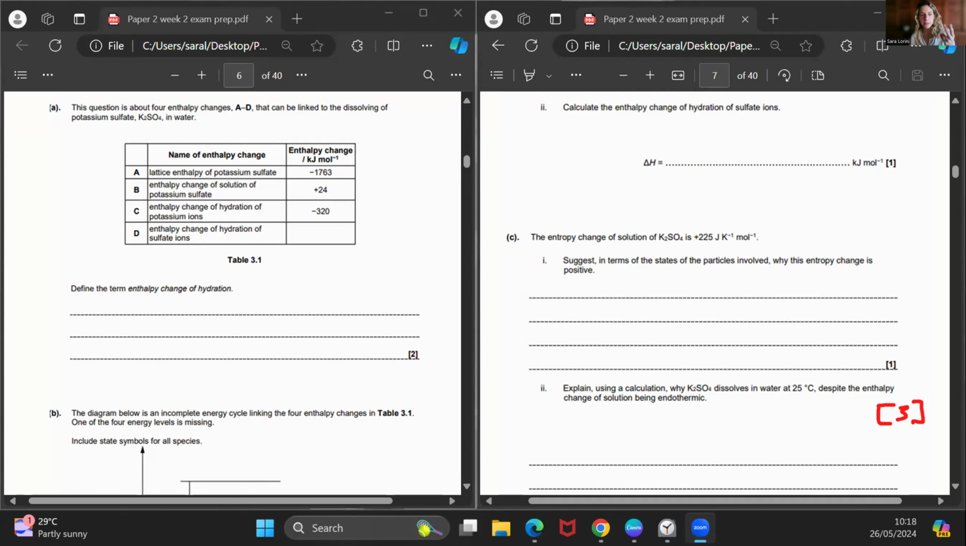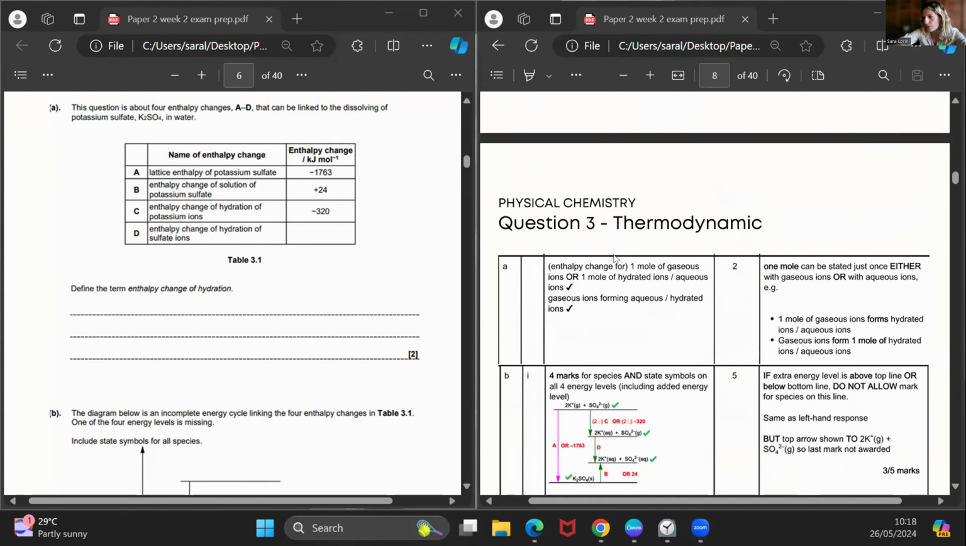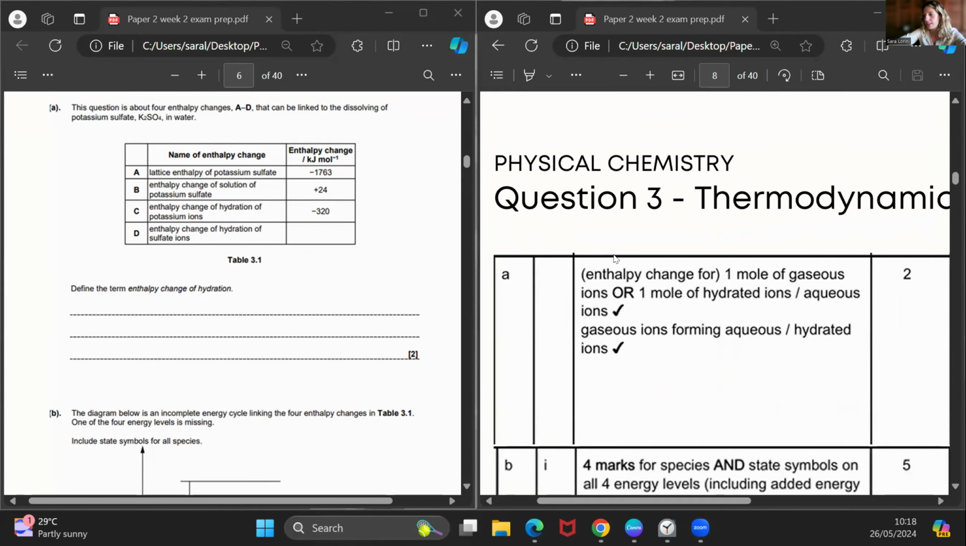So 2 marks for enthalpy change of hydration is 1 mole of gaseous ions forming hydrated ions. So it's fundamental that you always mention the 1 mole, so 1 mole of gaseous ions to 1 mole of hydrated ions, okay? And the enthalpy definition always starts the same, it is the enthalpy change when, okay? So I'll show you the mark scheme as we go along, okay? So 2 marks for 1 mole of gaseous ions to 1 mole of aqueous ions.